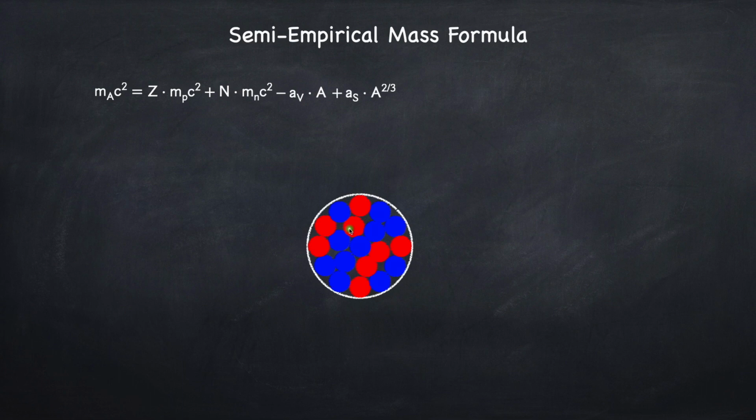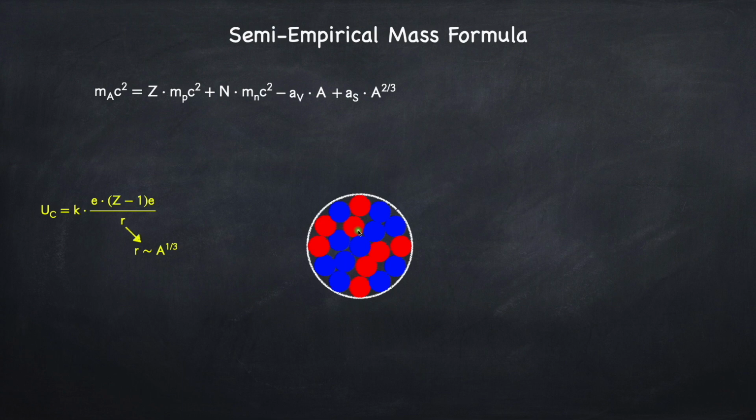That potential energy will be the charge of our proton times the charge of all the other protons acting on it. Since there are Z protons, there are Z minus 1 other protons, and it will be proportional to 1 over the distance between our proton in question and the other protons. What is that distance? Well, it's going to be roughly the radius of a nucleus, so proportional to A to the 1/3.